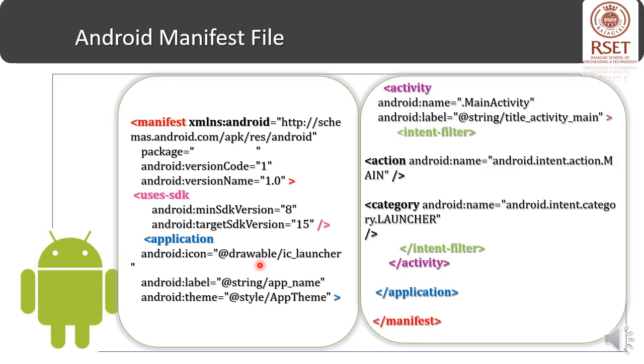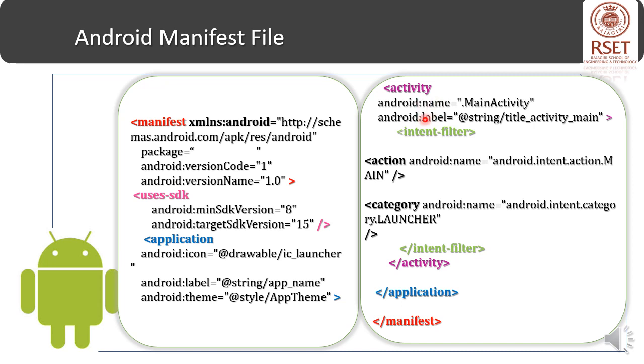Then we have the activity tag or the activity element, which is the sub-element of application. Now, this represents one activity that must be defined in the Android manifest file. So, activity comes as a sub-element of application. It contains many attributes like name and label. Name is an attribute which represents the name of the activity class, and label represents a label that is displayed on the screen.